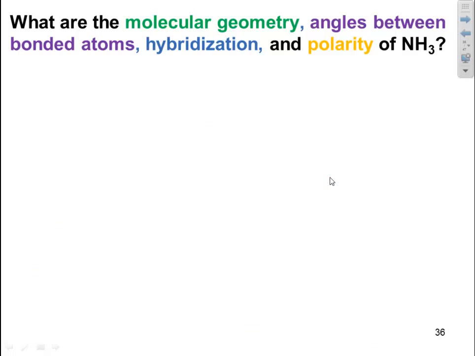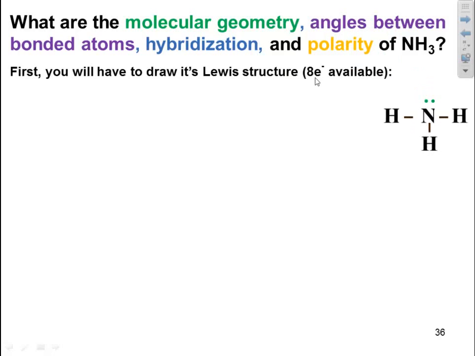What are the molecular geometry, angles between bonded atoms, hybridization and polarity of ammonia? Well, you count your valence electrons. Nitrogen has 5, hydrogen 1. You got 3 of those. That's a total of 8 electrons. So you have to draw your Lewis dot structure. So you have your 2, 2, 2 for your hydrogens. You got 2 left over, so you put it on the central atom. Therefore, it has 8. So here's your arrangement.